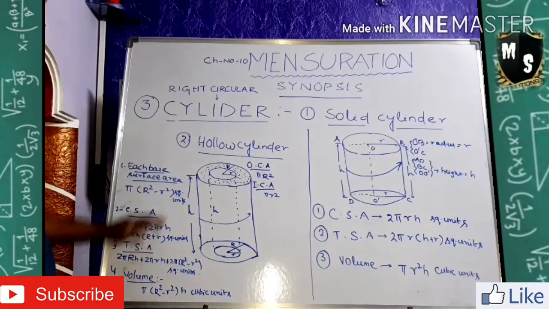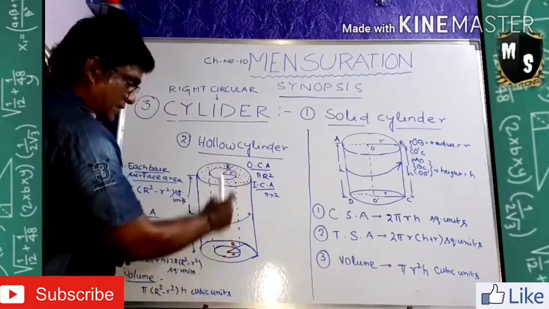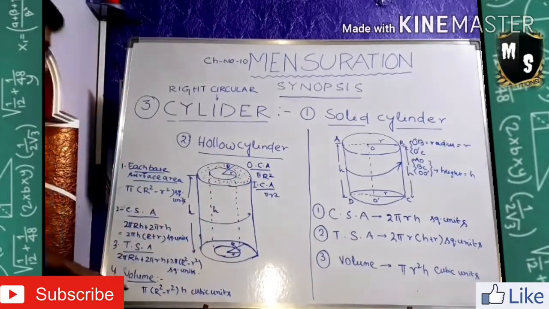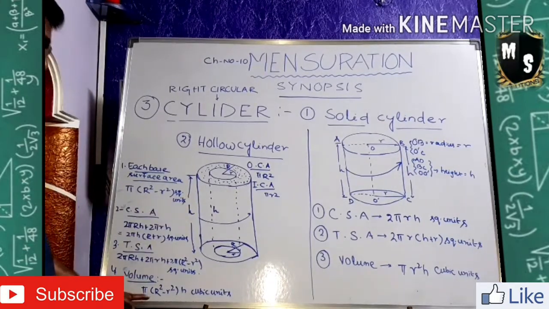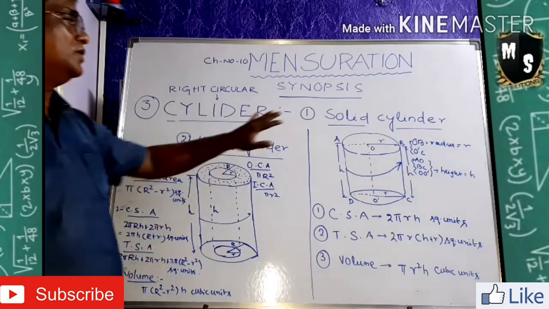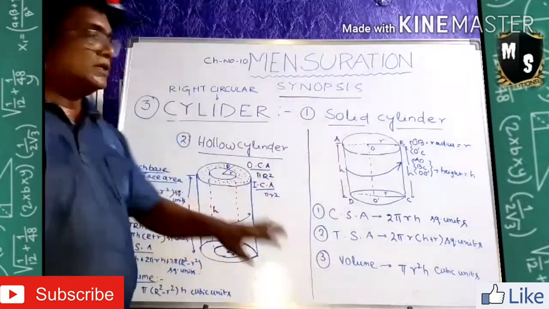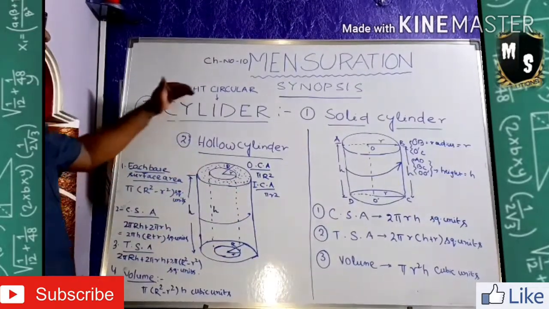Then what is the volume? The space inside. This is the thickness, so the space will be here. That is the space inside, called the volume of the hollow cylinder. What is that? Pi into R square minus r square into h is the direct formula for you. So I hope you understood about the hollow and the solid cylinders. So this is all about cylinders. Clear? So what is the cylinder? A right circular cylinder.